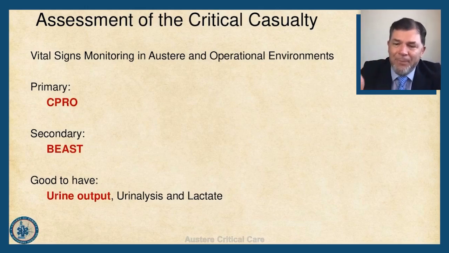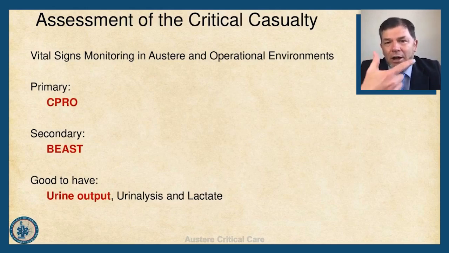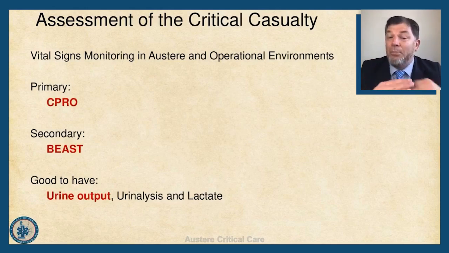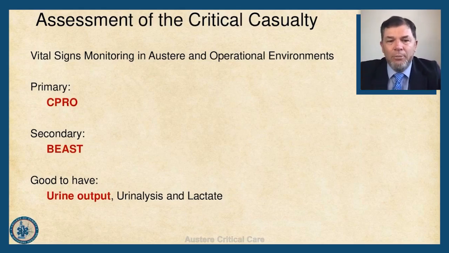They're looking for MAP, and they're looking for urine output, and they have a vast array of other stuff they're looking for. But what makes you a critical care practitioner is your knowledge and understanding of two variables. And you can build on that, but the gold standard is urine output and MAP. Good to have is also lactate. We'll talk a little bit about lactate and how that can help.